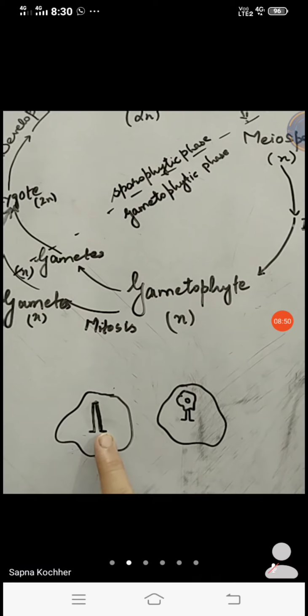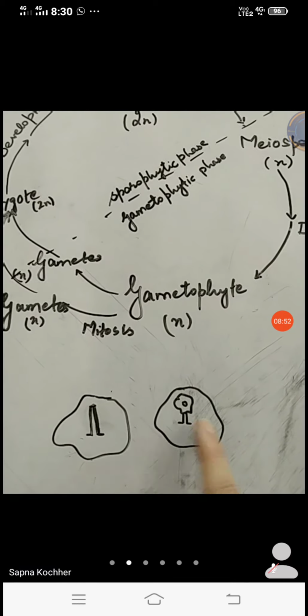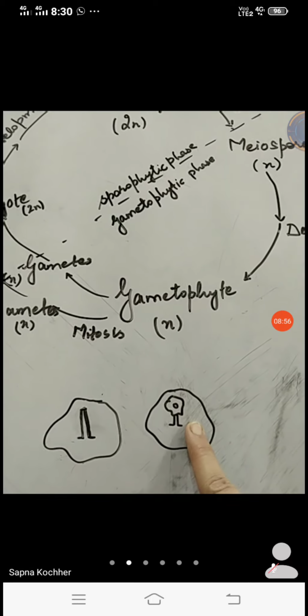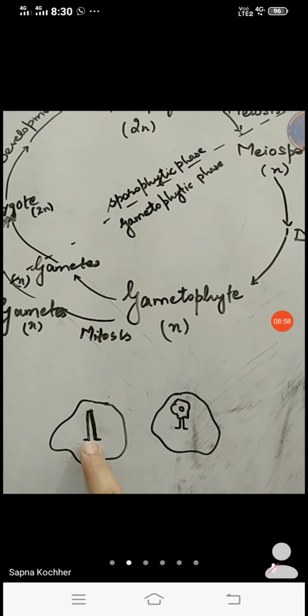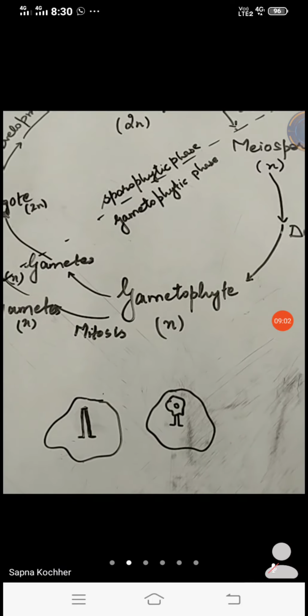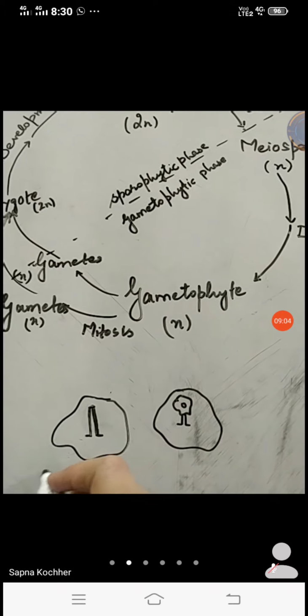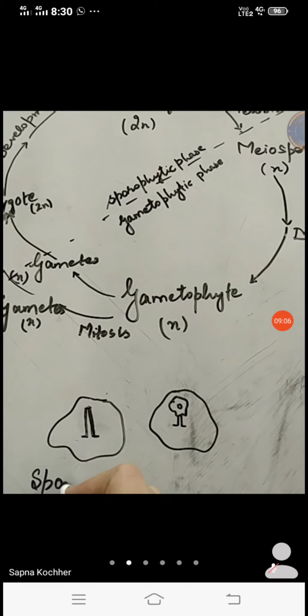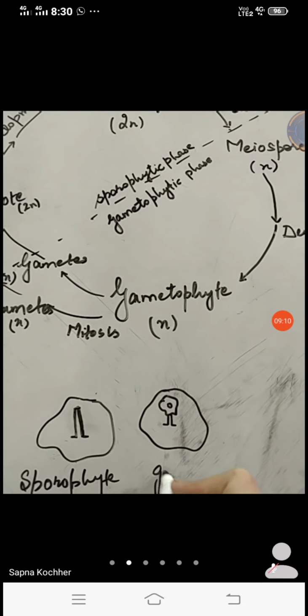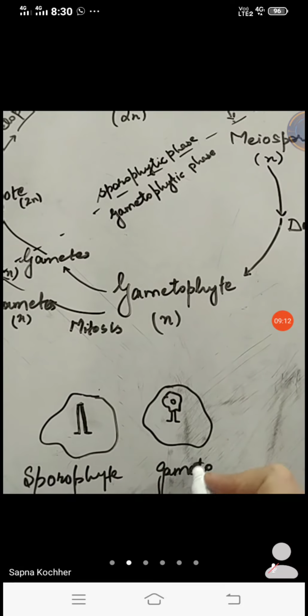This is a sporophyte. Initially, it was a gametophyte. This is now a sporophyte. That was supposed to produce the gametes, and this is now supposed to produce the spores. So this plant body, which has this different stalk-like structure, is termed a sporophyte, and this here is termed a gametophyte.